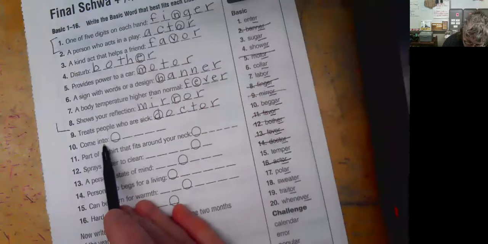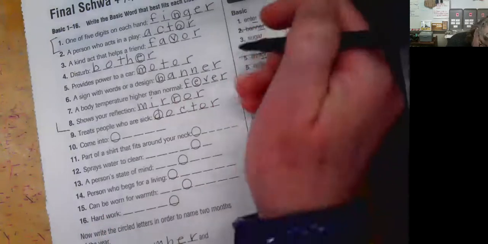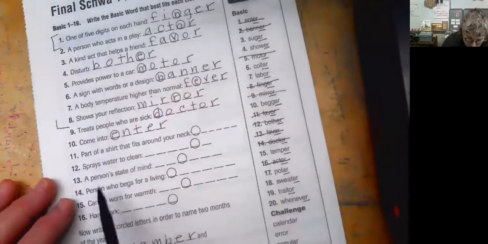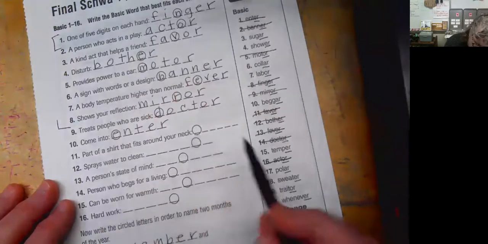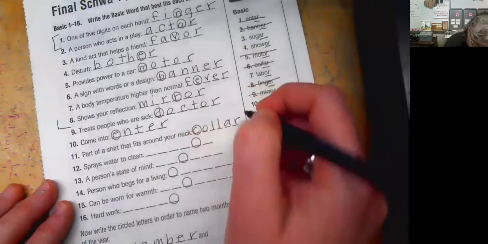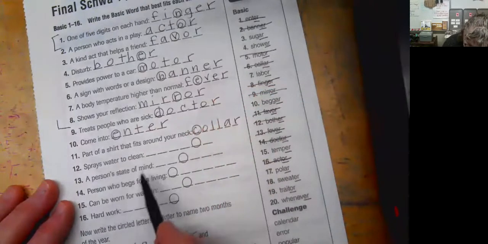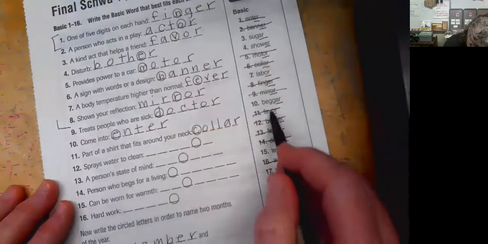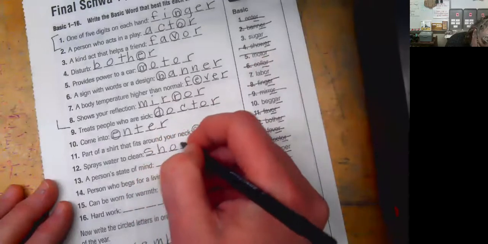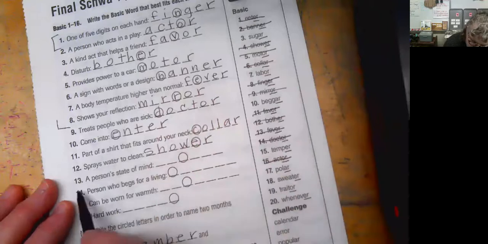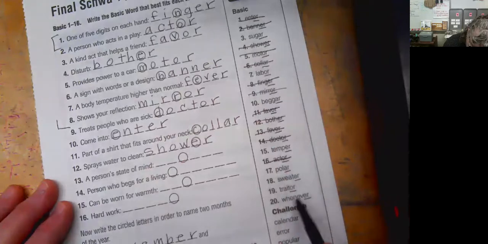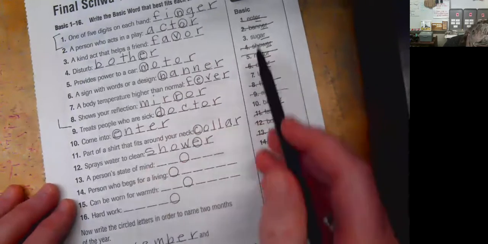To come into means enter, right? E-N-T-E-R. Part of a shirt that fits around your neck, that's a collar. C-O-L-L-A-R. Sprays water to clean. Shower. S-H-O-W-E-R. A person's state of mind.